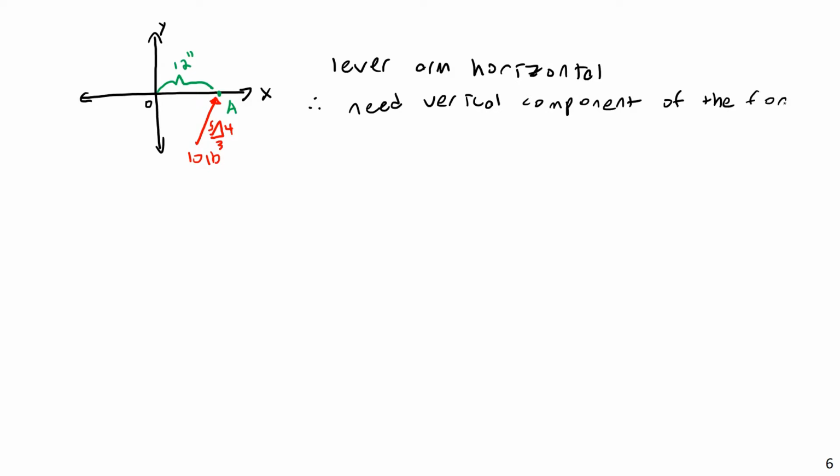I need the vertical component of the force. So really that's not too bad. The F perpendicular, you don't necessarily have to write it out this way. I normally would just bake this calculation into my main moment equation. But the force perpendicular is going to be 10 pounds times 4 over 5. That'll give me the vertical component, or just 8 pounds.